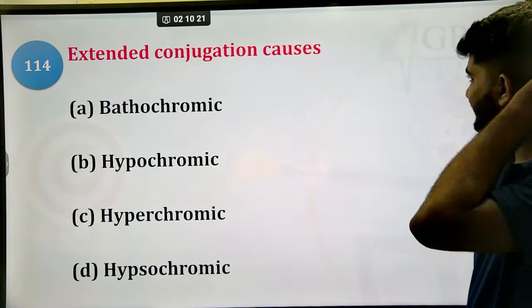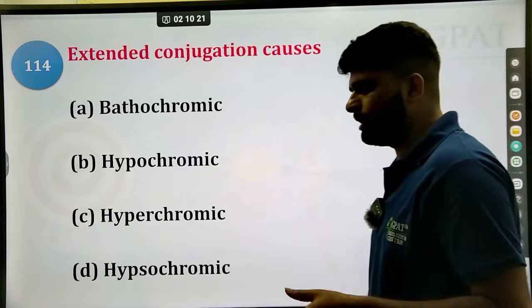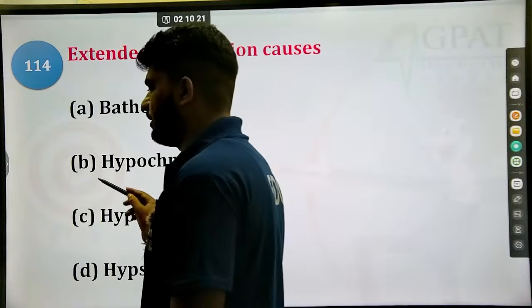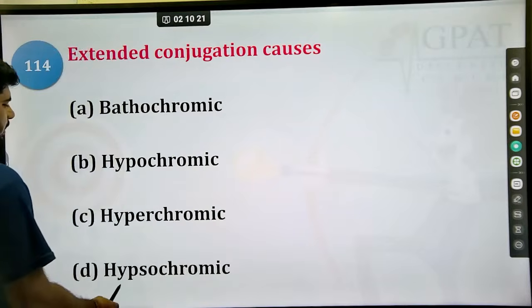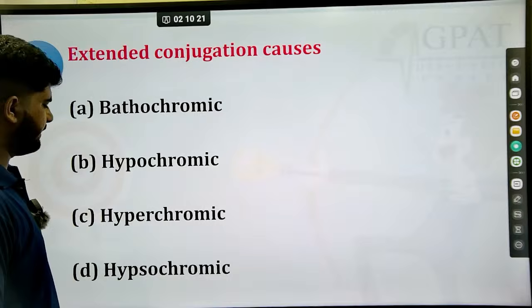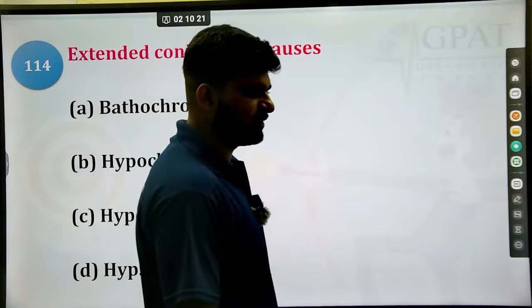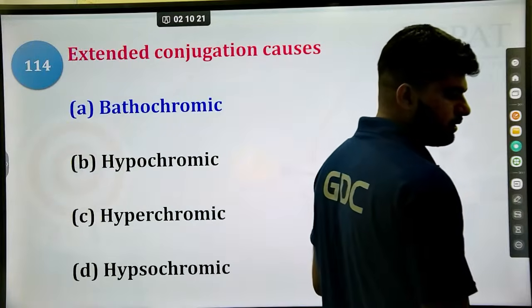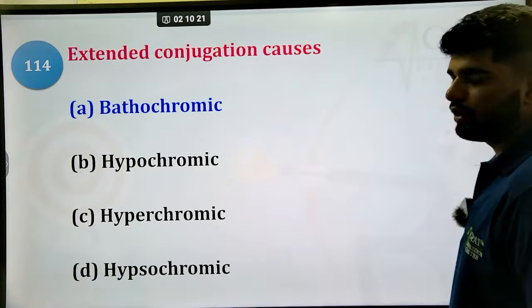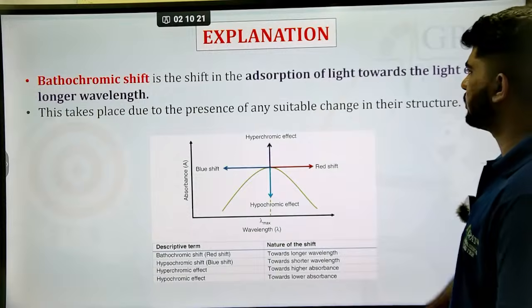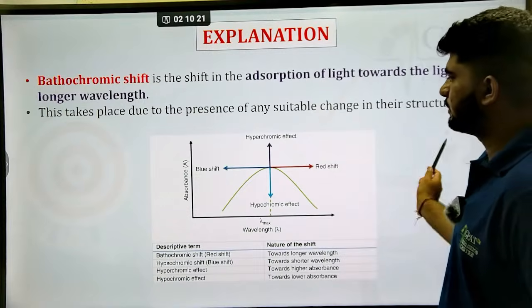Extended conjugation causes: bathochromic, hypochromic, hyperchromic, or hypsochromic. So that is obviously extended conjugation. That will be more bathochromic in nature because it will be increasing the wavelength. Bathochromic is longer the wavelength, right?